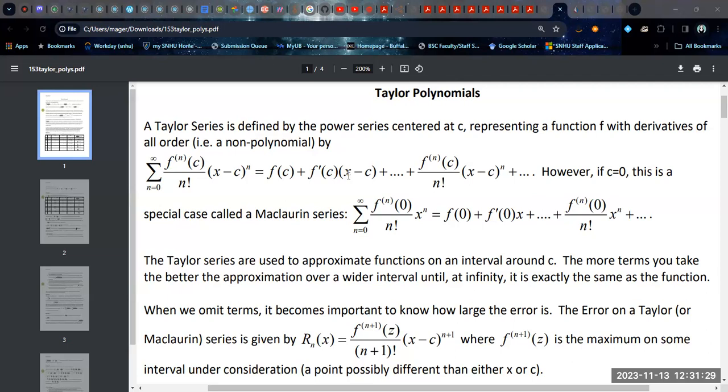If we use 0, this is a special case called a Maclaurin series, but a Maclaurin series is just a subset of the Taylor series. It's simply that the Maclaurin is centered at 0 and the Taylor series can be centered anywhere, including 0, but also other places.